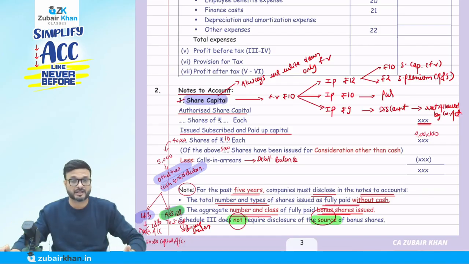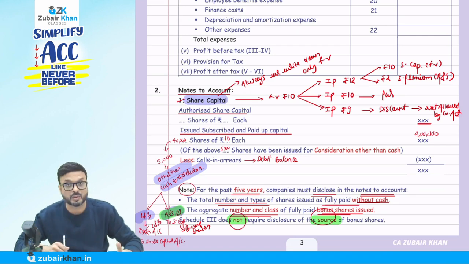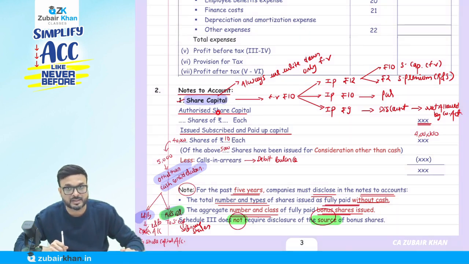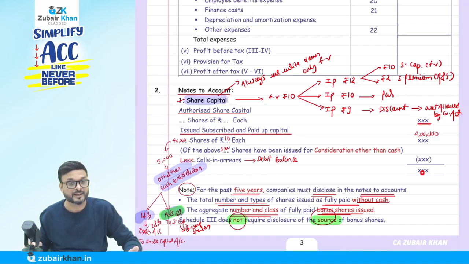Now we talk about the share capital. This is how my share capital note to accounts looks like. If authorized capital is given, I will write it down, and the number of shares. Issued, subscribed, paid-up capital, and number of shares. Any shares we have issued for consideration other than cash, we will mention in an inner column. And if there are any calls in arrears given, we will show them as a deduction from share capital, and this amount will be the amount of share capital.